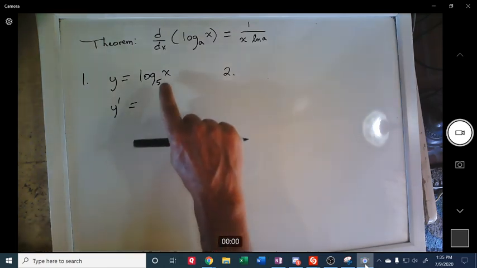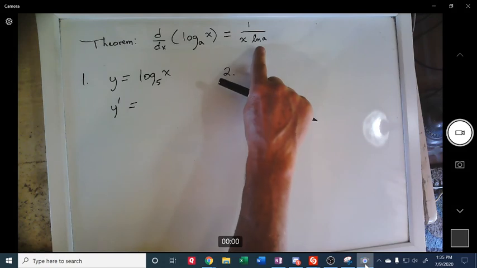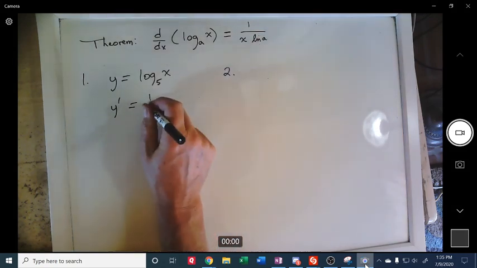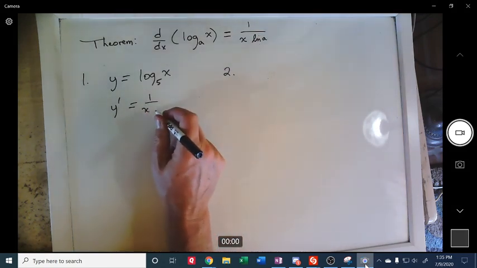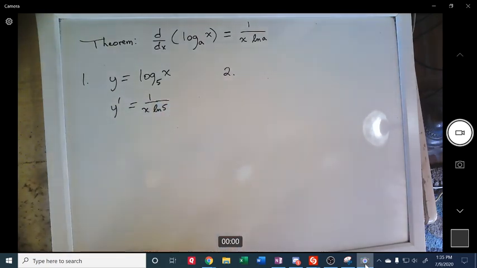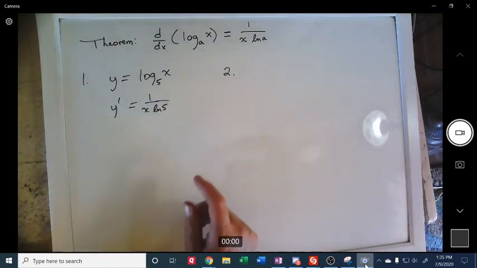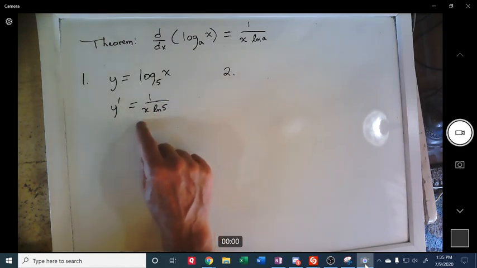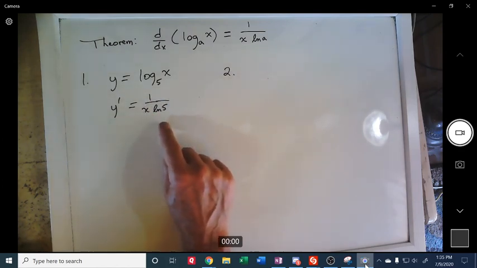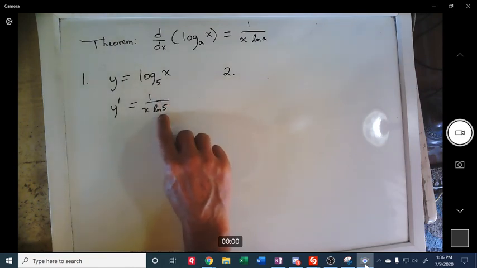Right here, it's exactly this rule. It's just the 5 is replacing the a. So I'm going to get 1 over x and then ln 5. So how I look at this though is that if this had been log base e of x, then I would have 1 over x. That would be it. But since the base wasn't e, I have the penalty factor, which is right here.